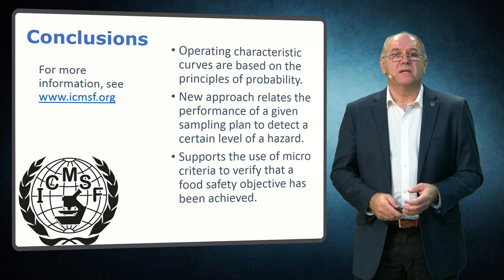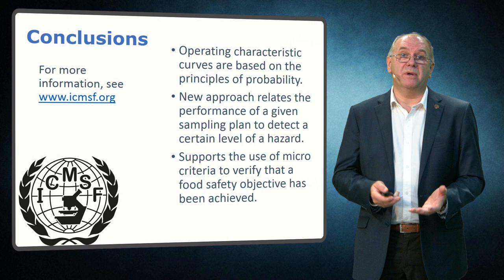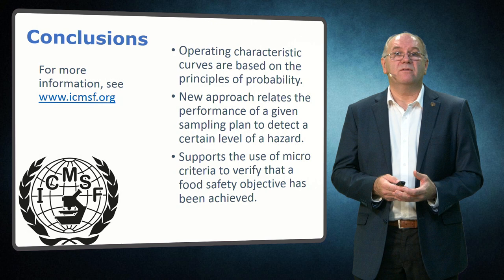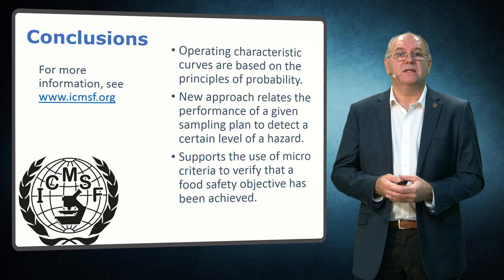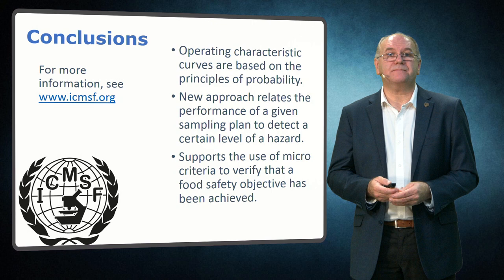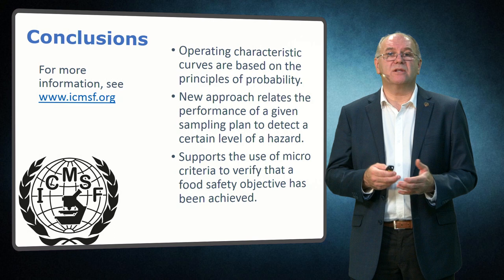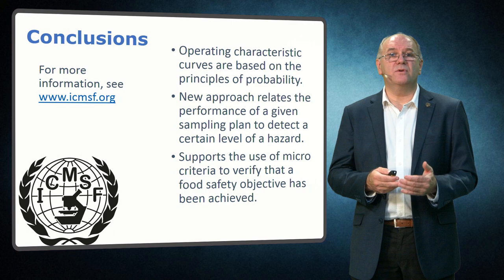So, to conclude, operating characteristic curves are based on simple probability statistics and can be used to determine the probability that a lot will be accepted for a given proportion defective. The ICMSF has developed a new approach that relates the performance of the sampling plan to the level of hazard that can be detected. Finally, this is important because it relates it to other risk management metrics and supports the use of microbiological criteria and testing in the verification that a food safety objective has been achieved.